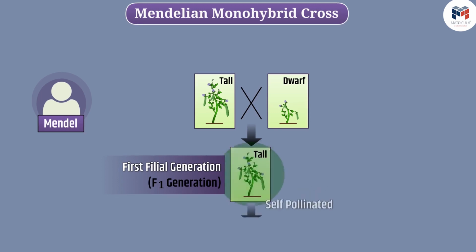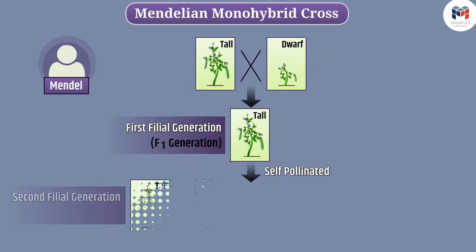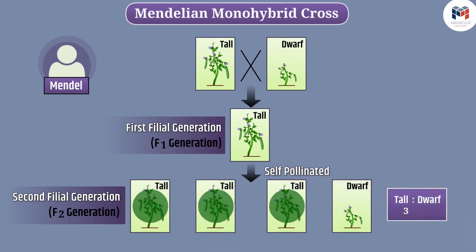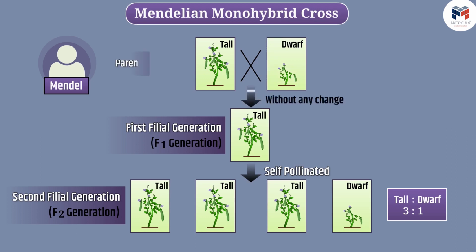Then he self-pollinated the F1 generation plants and grew the second generation, that is F2 generation plants. All the plants in F1 generation were tall, but in F2 generation, the ratio of tall plants to dwarf plants was 3:1. No plant was of intermediate height, that is, height in between the two. This means that the information of tallness and dwarfness must have been transmitted without any change from parent generation to the F1 generation and from F1 generation to the F2 generation.